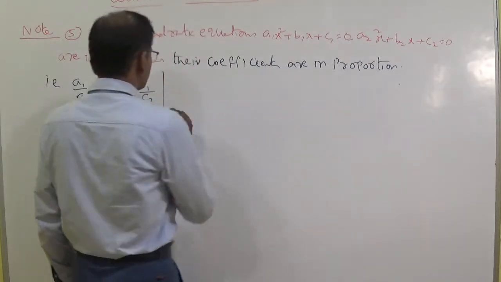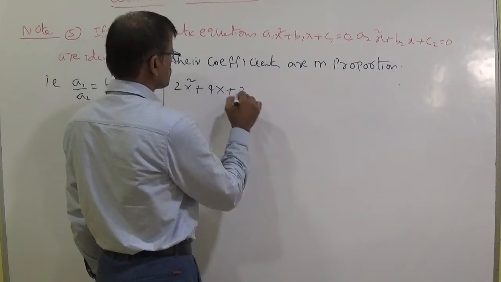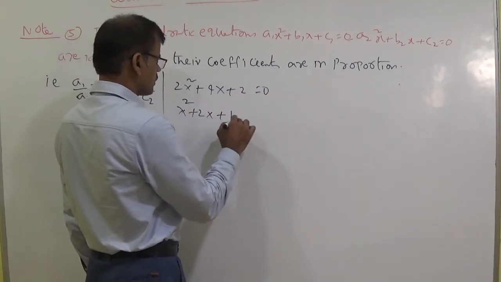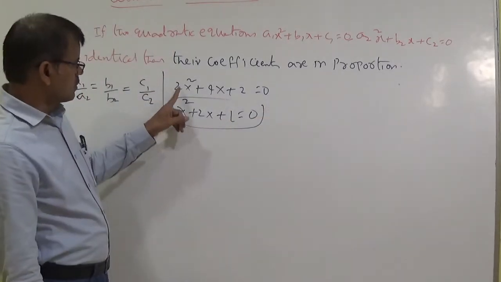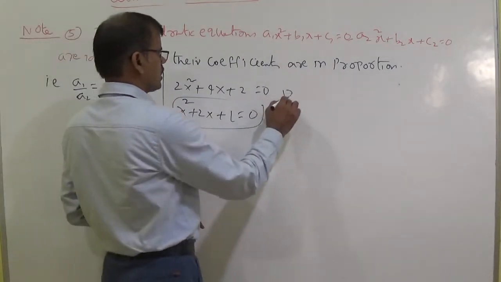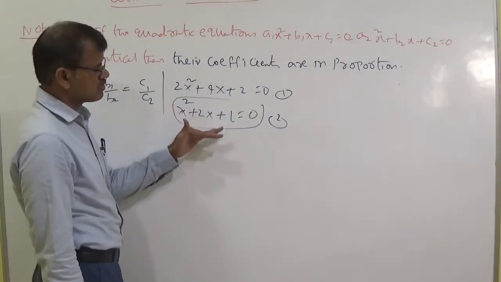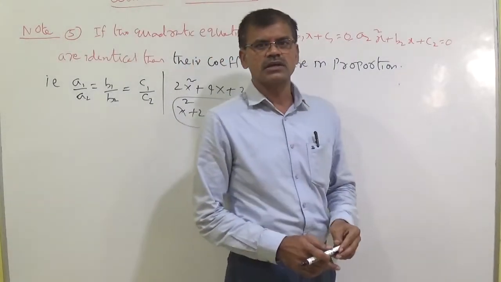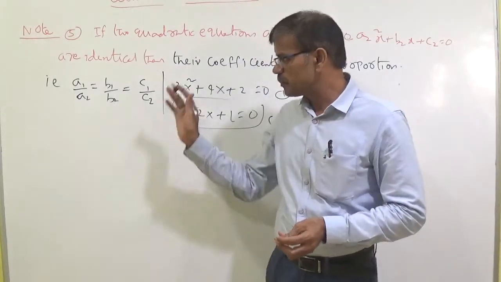What is the meaning of identical here? Example, 2x square plus 4x plus 2 equal to 0 represents the equation x square plus 2x plus 1 equal to 0. What is happening? Simply we have multiplied the quadratic equation by 2, and we got this one. First equation by 2 gives the second equation, and second equation into 2 gives the first equation. So whenever two quadratic equations are identical, the coefficients of the two equations are in proportion.